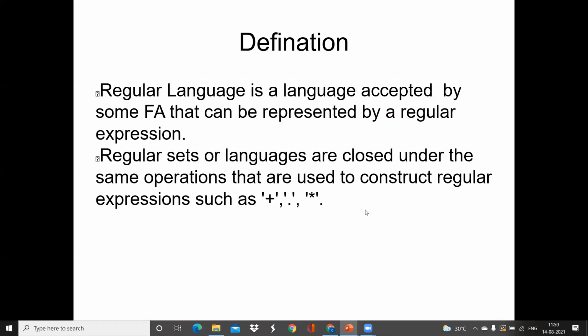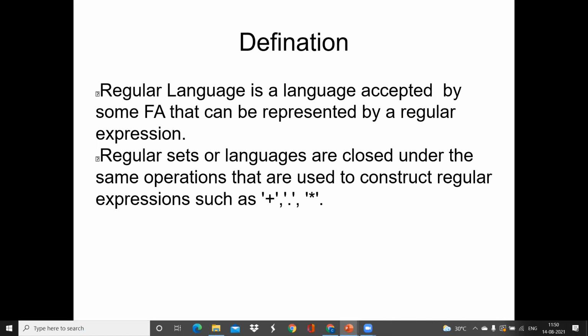Okay, now we are discussing regular language. So what is regular language? It is a language, as you know, nothing but a set of strings over input alphabet. So regular language is nothing but a set of strings accepted by the finite automata. And this regular language can be represented using regular expression. So that we have seen.